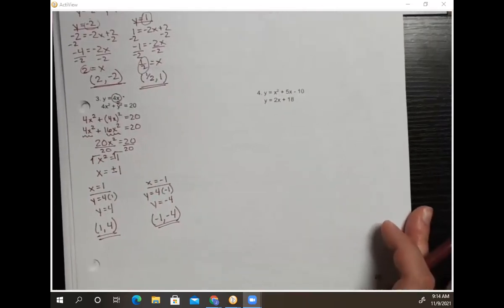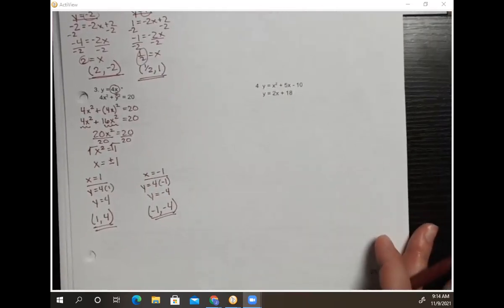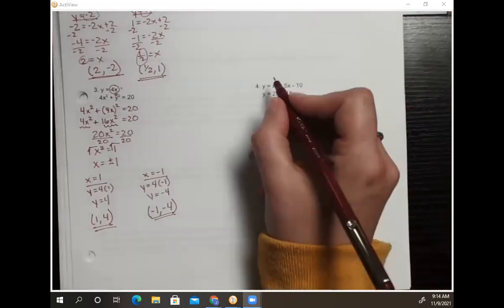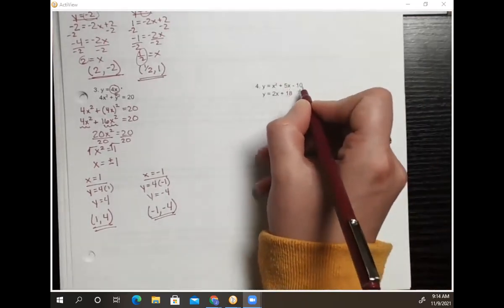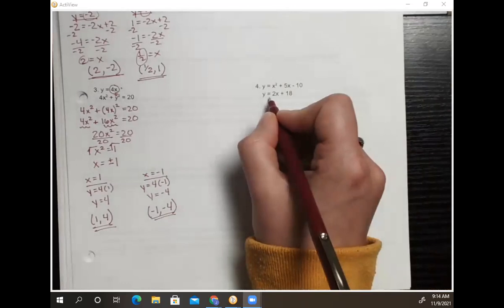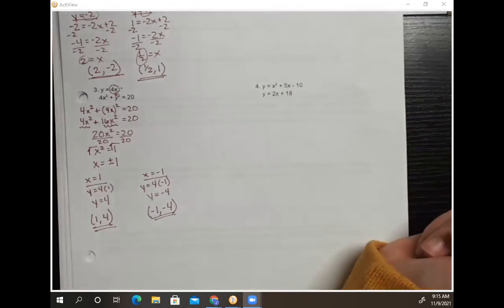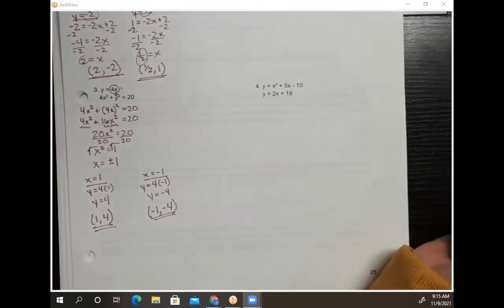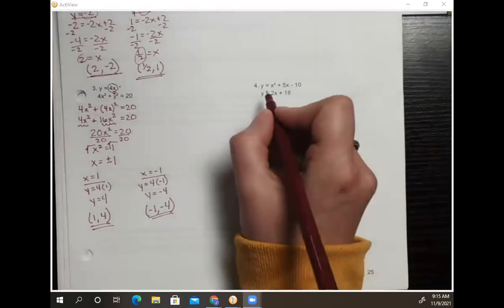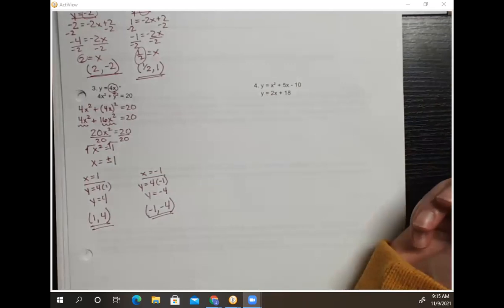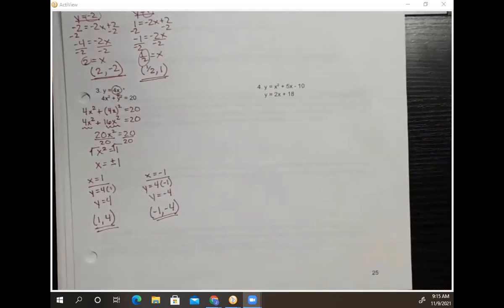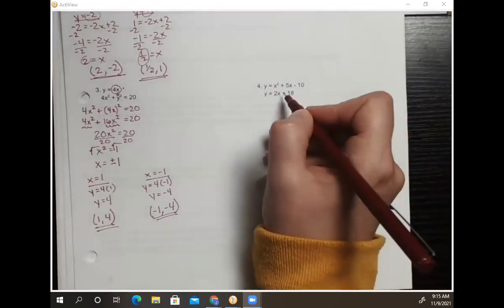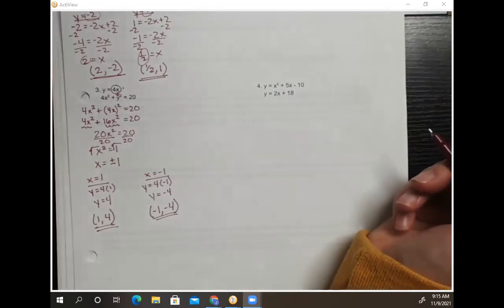Let's take a look at number 4. For number 4, we've got y equals x squared plus 5x minus 10, and y equals 2x plus 18. What I've seen before in Algebra 1 and what I see sometimes in Algebra 2 is that if we have 2 equations that are already set up as y equals, sometimes we get a little nervous about what to do with that. This is an ideal situation for substitution.